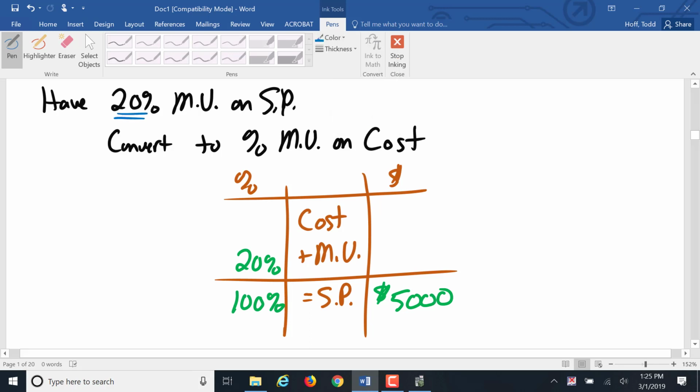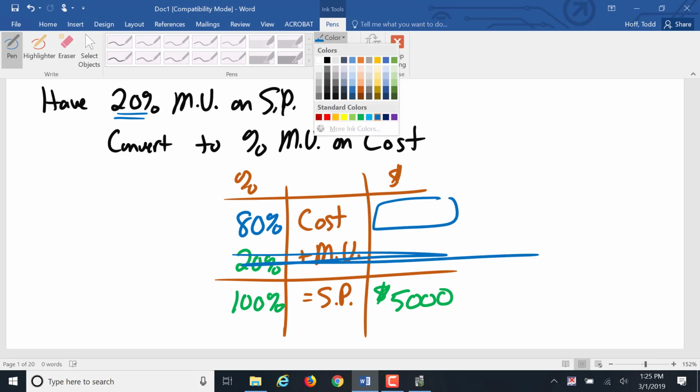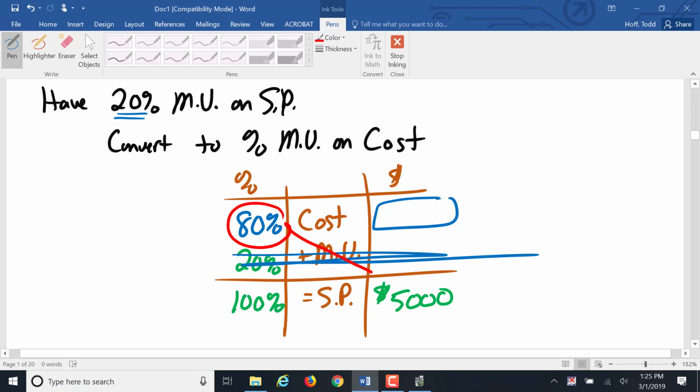Cost plus markup equals selling price means the cost has to be 80%. So I'm going to fill in the rest of the dollar side over here using those percents. First thing I'm going to find is that cost. So I'm going to ignore that middle row for a minute. Now cross multiply and divide. 80 times 5,000 divided by 100 is going to give us $4,000 as the dollar amount of our cost.